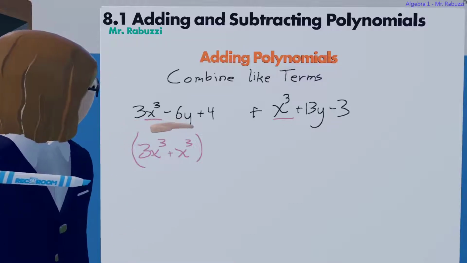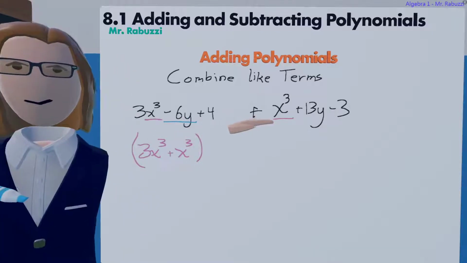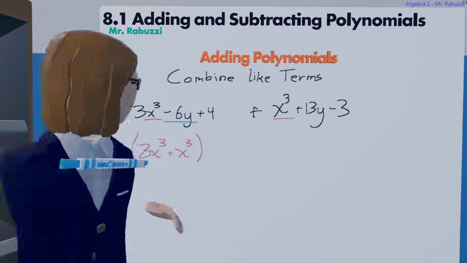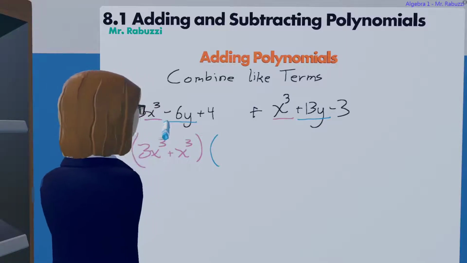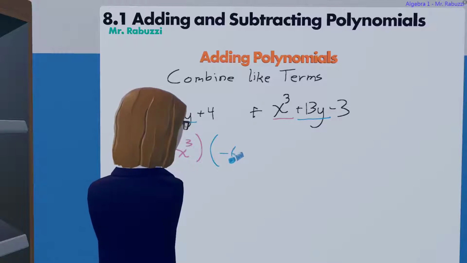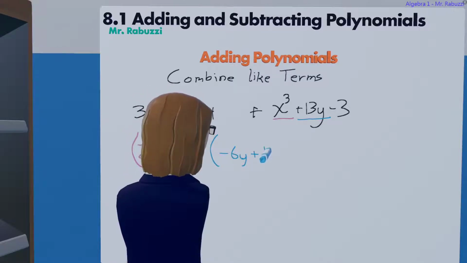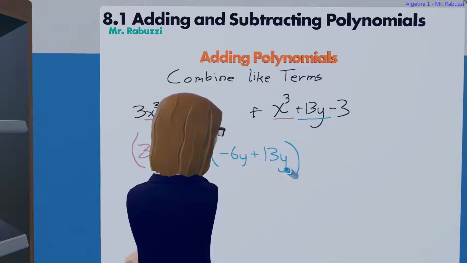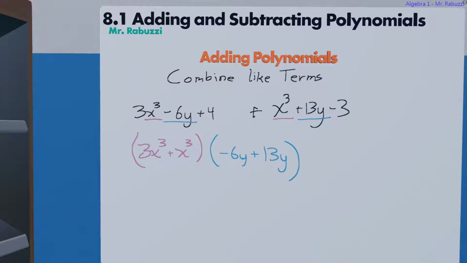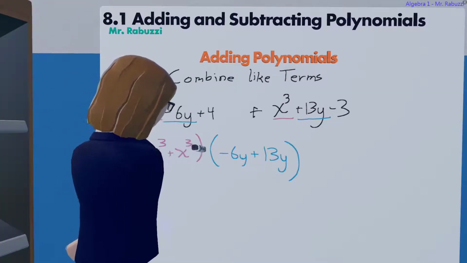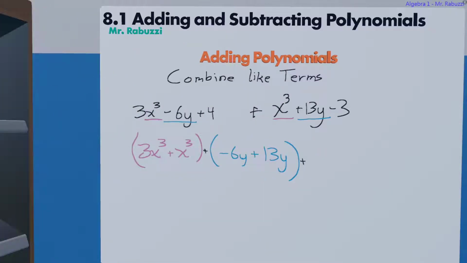We've got negative 6y. So this is a y. Do we have a plain old y in the other polynomial? Yes, we have plain old y. So we're going to add those together. So we've got negative 6y plus 13y. Okay. Oh, and this is between these. We're going to start with plus and see if we stay with plus. But plus and plus. Okay, let's keep looking.